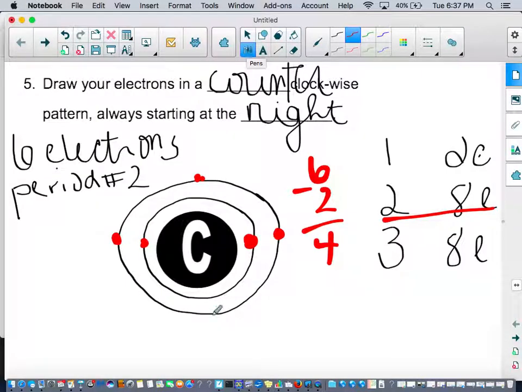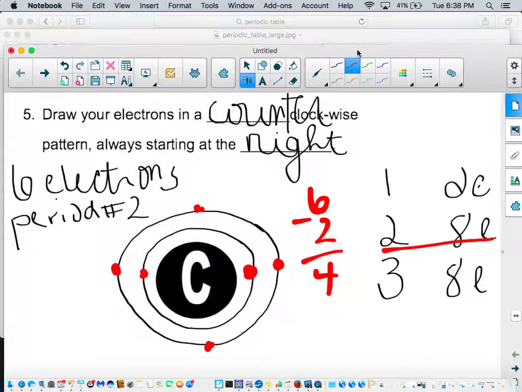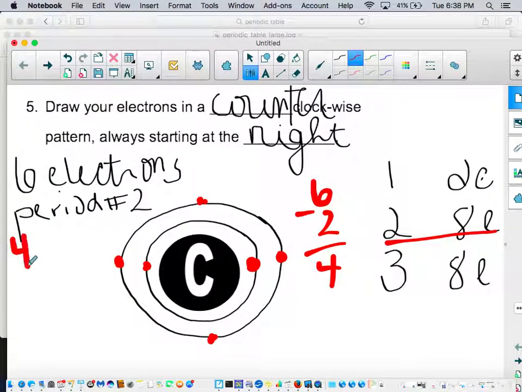All right, so we have to double check. We have 6 total electrons, 2 on the first shell, 4 on the outside shell. Now we are going to check which group carbon is in. I'll go back to carbon. Carbon is found in group 4A. So that means we have 4 valence electrons. I'm going to write that down and abbreviate here. Remember, we learned yesterday that valence electrons are electrons in the outside shell. So let's count. We have 1, 2, 3, 4 in the outside shell. So we did that correctly.